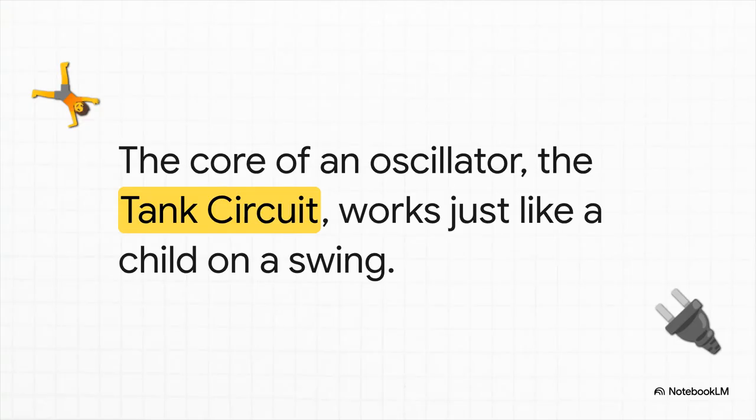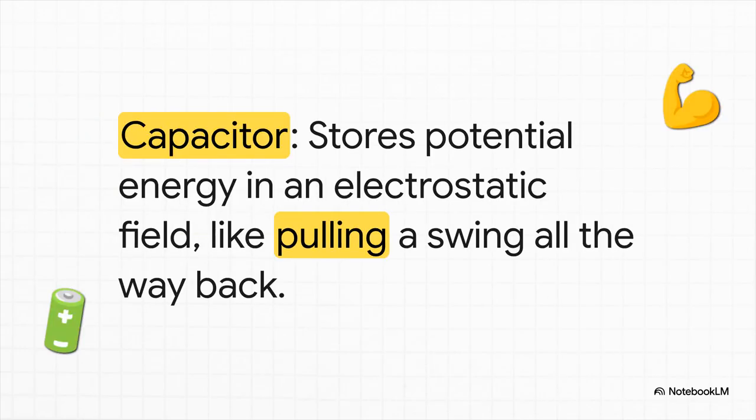Right, so at the very heart of the oscillator is something called a tank circuit. Now, this circuit is made up of just two main parts, a capacitor and an inductor. And the way these two dance together, it's a perfect mirror of that back and forth motion of a swing. First step, you've got the capacitor. Its job is to store energy. Think of it like pulling that swing all the way back right before you let go. All that potential energy is just sitting there waiting to be unleashed.